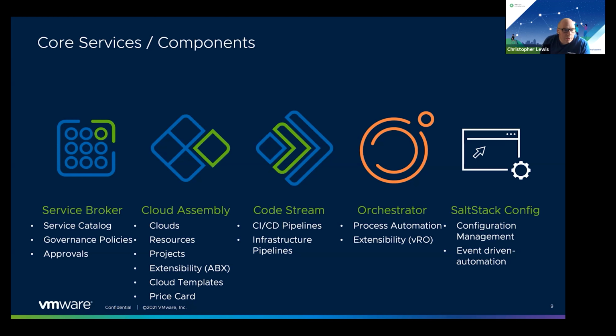So there are now 5 key services within vRealize Automation. There is the Service Broker, which is the service catalog, and that's where we create all our governance policies. And if you are lucky enough to have approvals, that's where you would go and approve or reject requests on behalf of people.